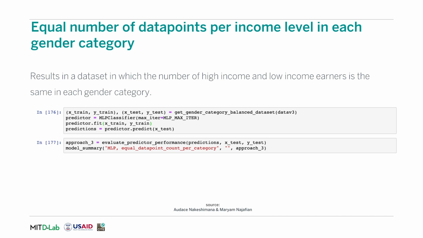The next attempt will be to equalize the number of data points per income level in each gender category. What this means is that the number of high-income and low-income earners is the same in the male and the female demographic for the sample that we are going to use to train.